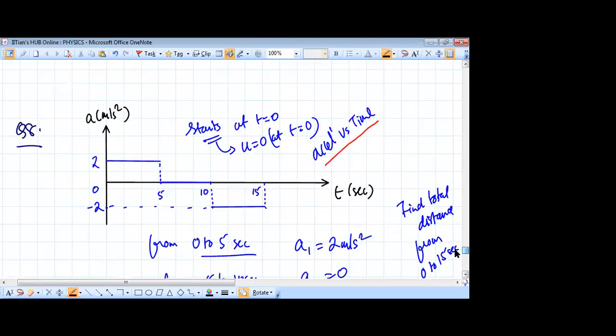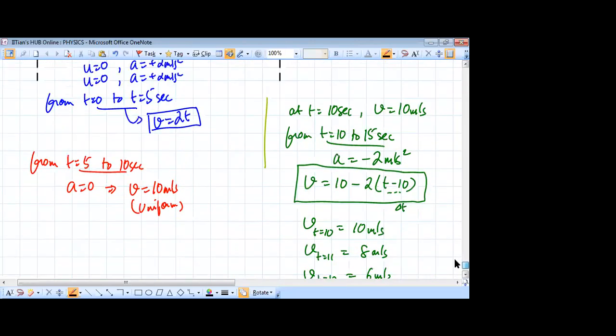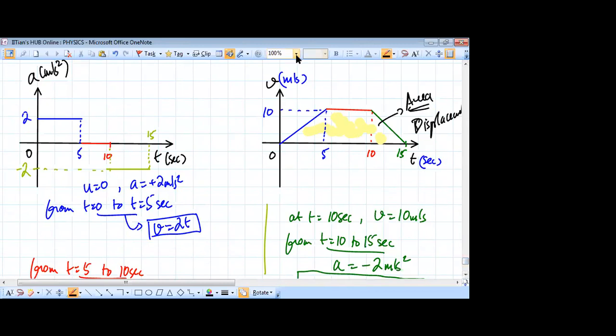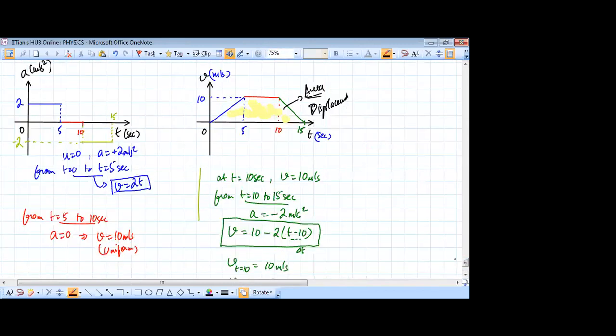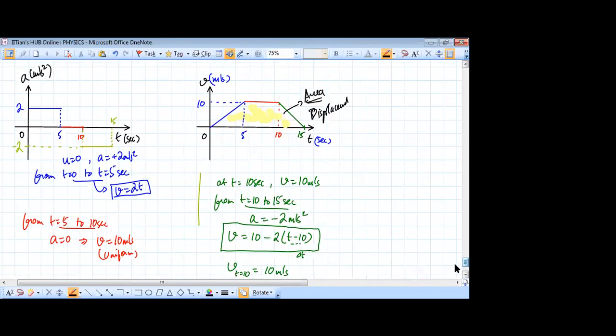Okay, so hope this concept is clear. So this is how we are converting this graph from acceleration versus time to velocity versus time. Now calculate that area and you see you get the answer. 100 meters. That's correct. I'll show you other approaches also. We will do formula based approach also.